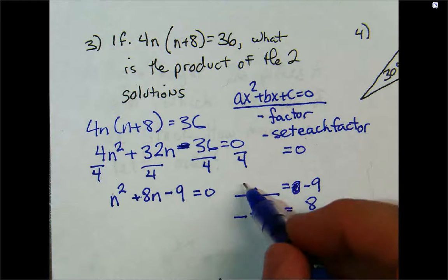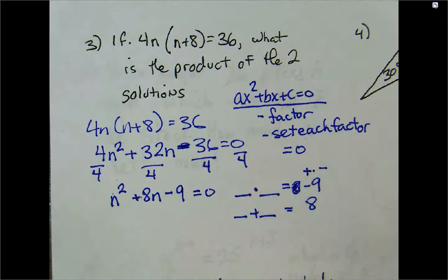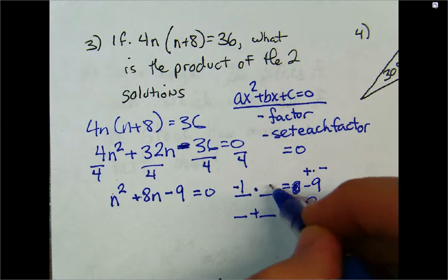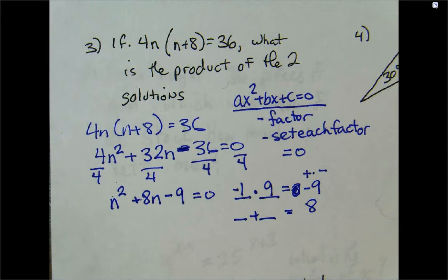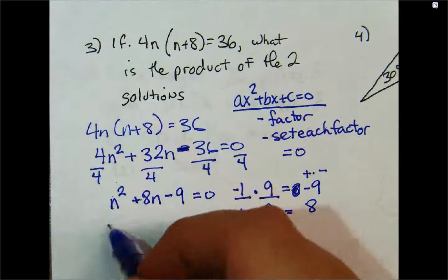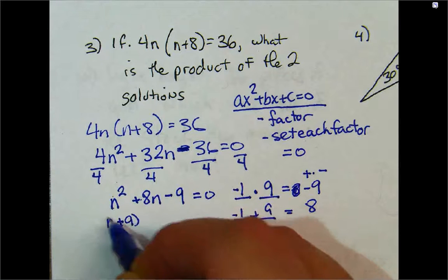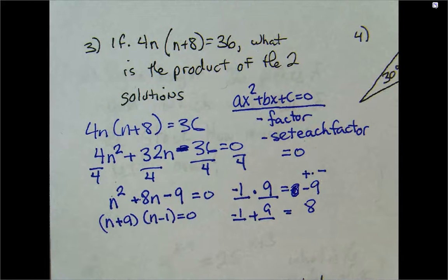So, when I'm multiplying, I need positive times negative. Negative 1 and 9. Because if I go negative 1 plus 9, I get an 8. So it's n plus 9, n minus 1 is equal to 0. So we're able to factor that. Set those equal to 0.